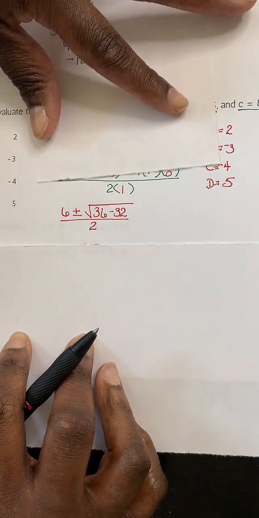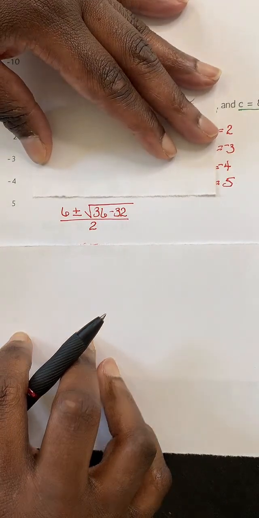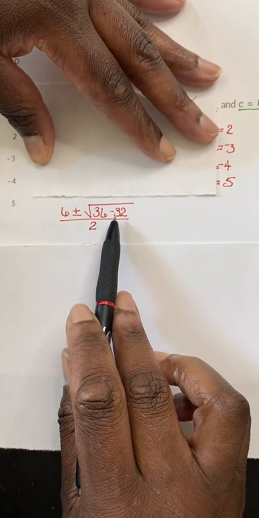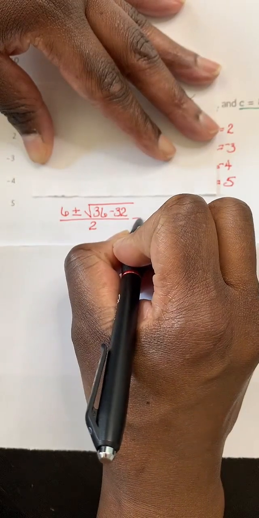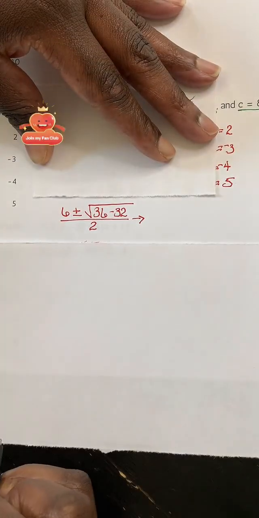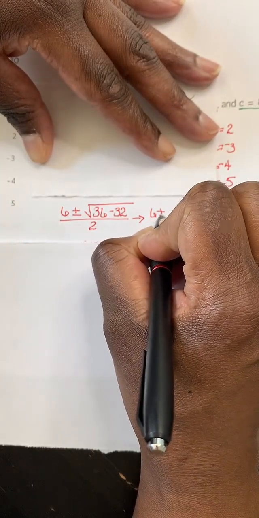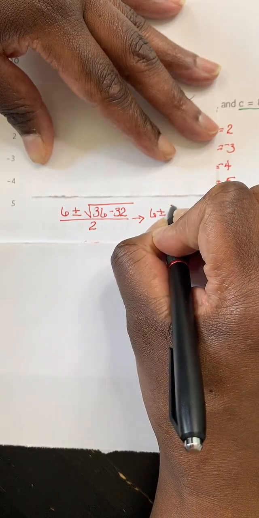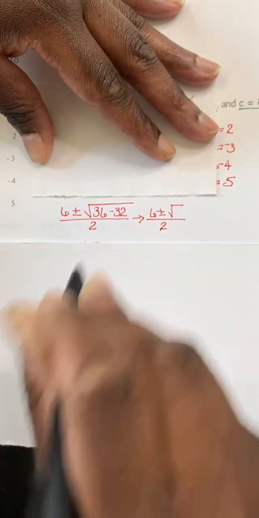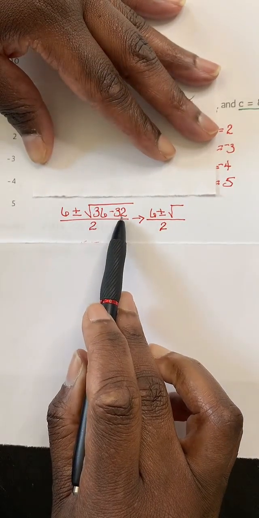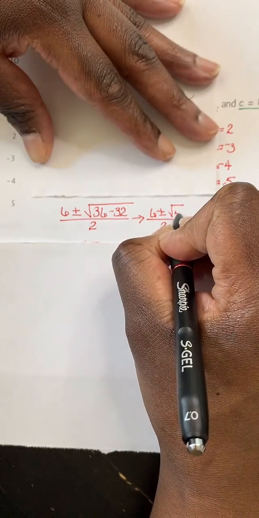Now, let me cover that up because we just simplified all of that. Let's do what's underneath the radical. I'm going to carry it over, just using an arrow instead of an equal sign. So that means we have 6 plus or minus the square root of what, over 2? 36 minus 32, thank you, Angela, will give us our 4.